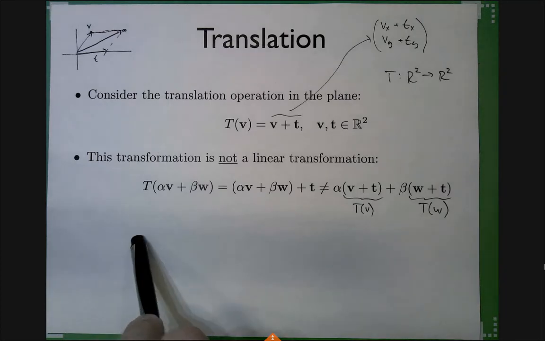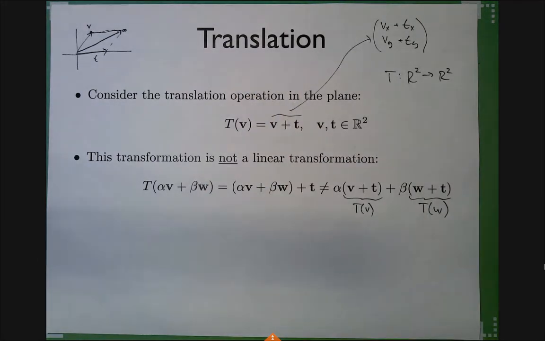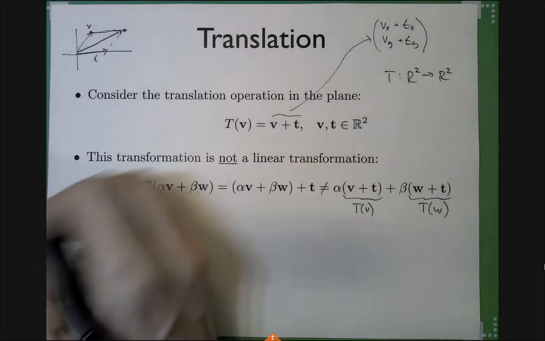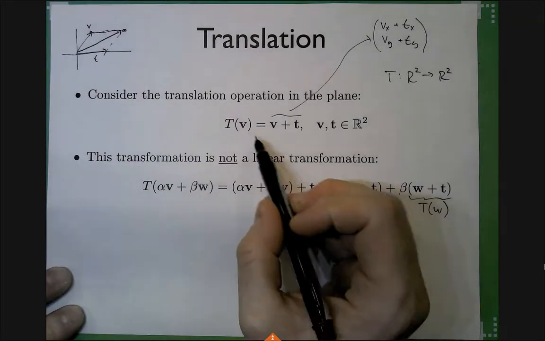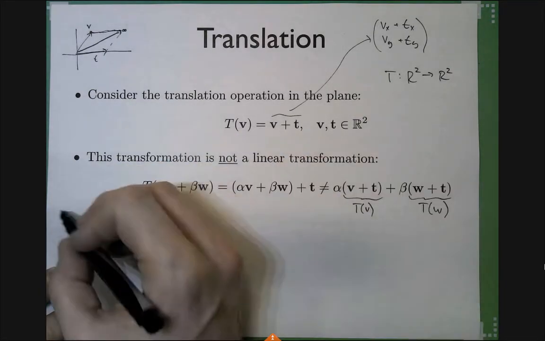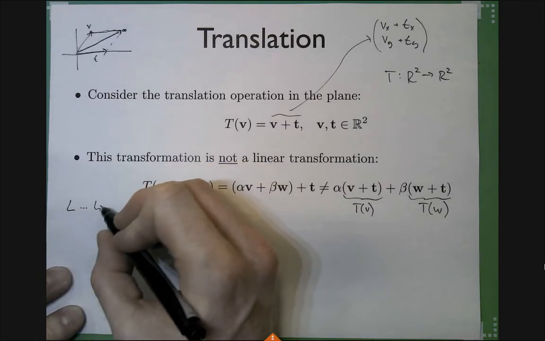Here's another reason why translation cannot be a linear transformation. All linear transformations have to keep 0 at 0. So, now it's confusing. Let's say that L is a linear transformation.